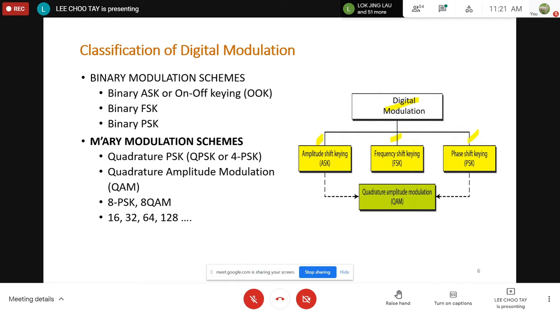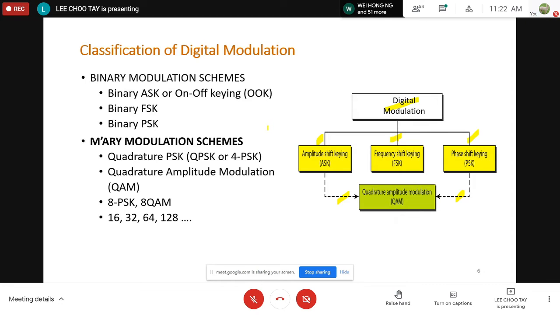In phase shift keying, we represent our binary ones and zeros with different phase angles in the carrier signal. The extension to these three basic digital modulation techniques is QAM. QAM is a combination of amplitude shift keying and phase shift keying. Basically, we change two parameters in the carrier, the amplitude as well as the phase angle, in order to represent binary data. I'll go into each and every one of these in detail later on.